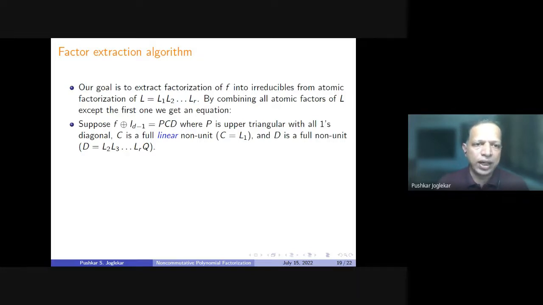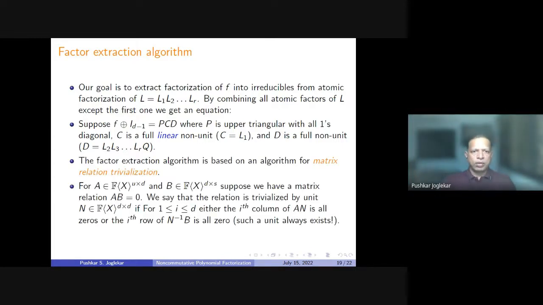So let's look at the equation f₀ plus id minus 1 is equal to p times c times d, where p is the upper triangular matrix with all ones diagonal, c is a full linear non-unit, where c is in fact the first factor of capital L, and d is the product of the rest of the factors with q. So our factor extraction algorithm is based on an algorithm for something called matrix relation trivialization.